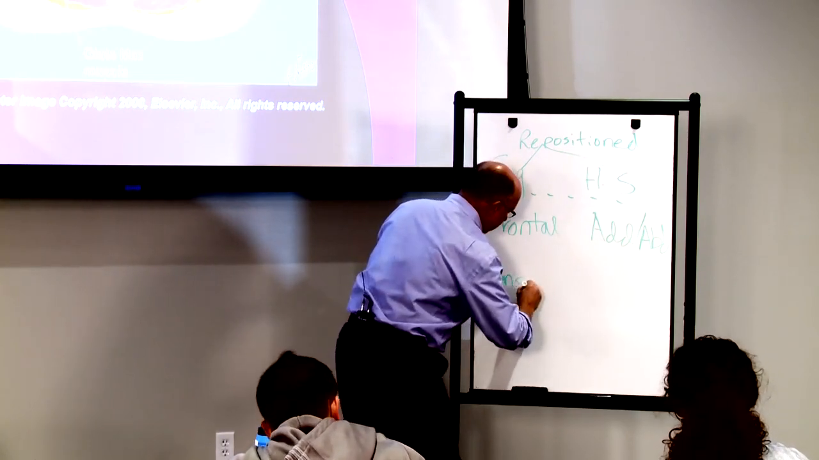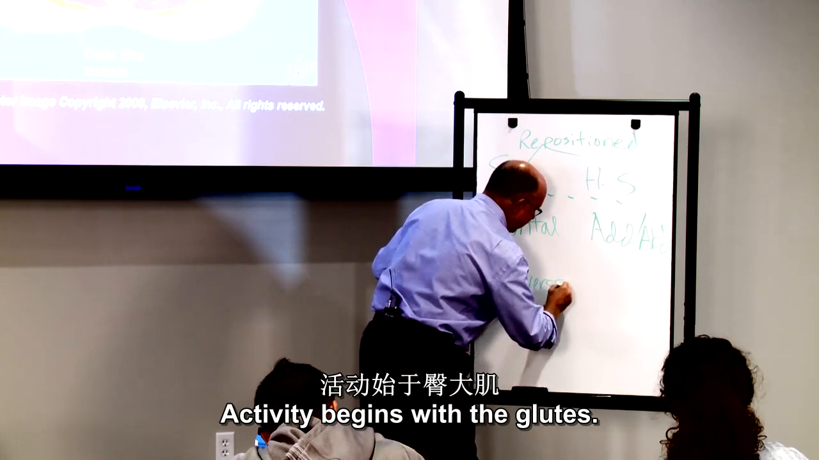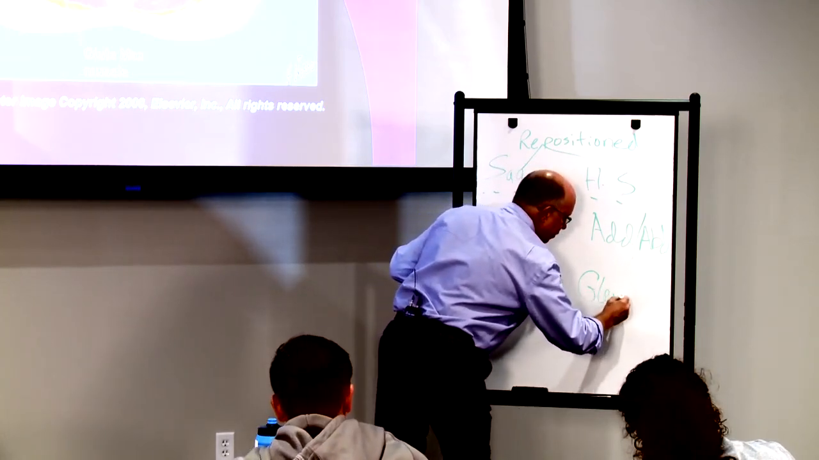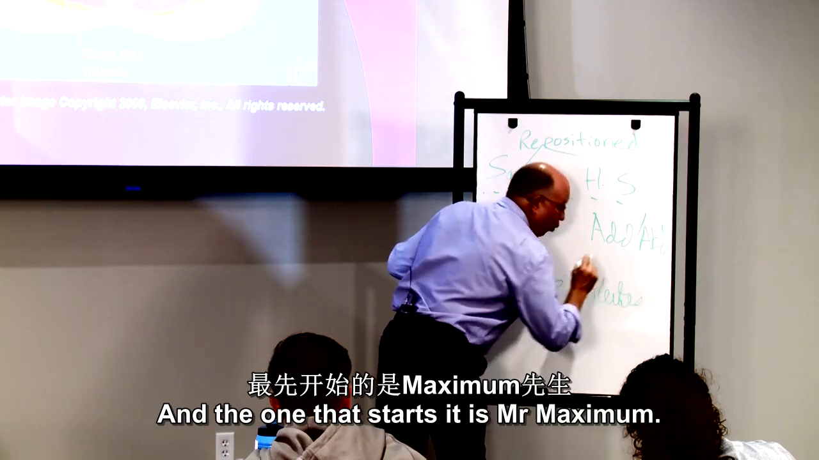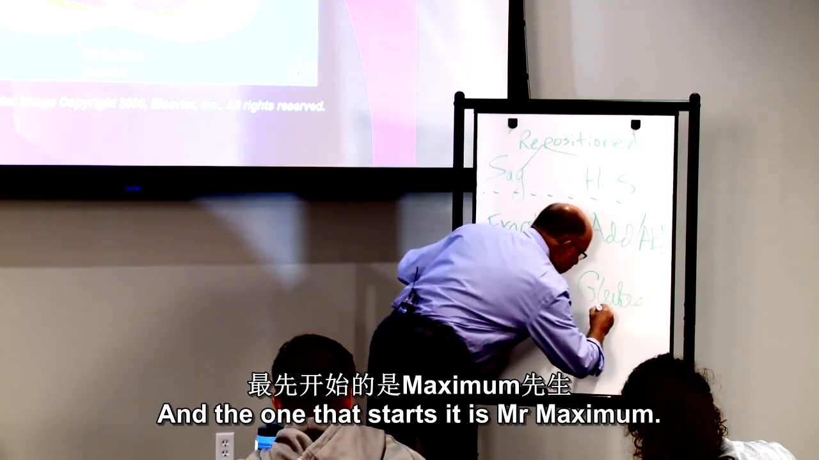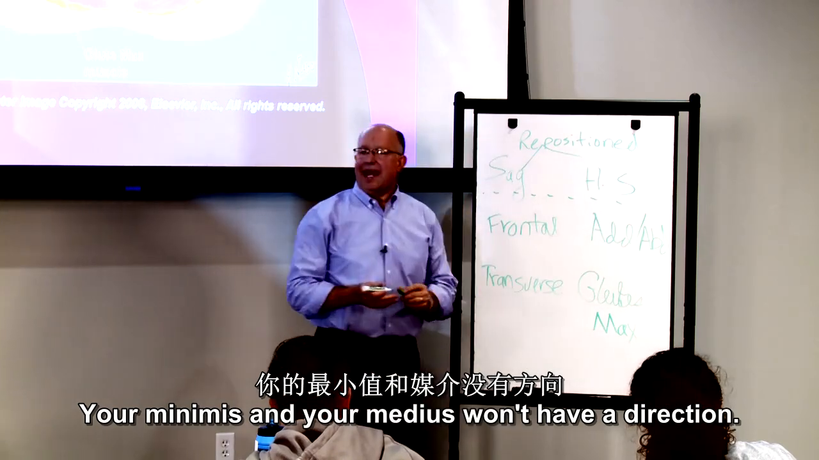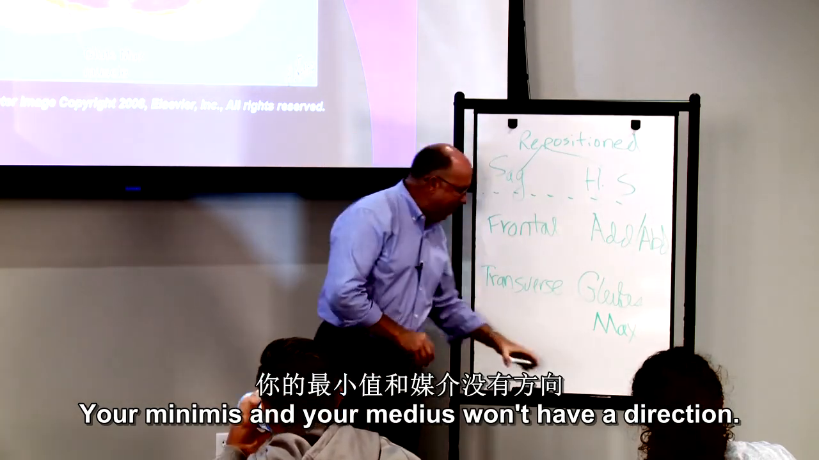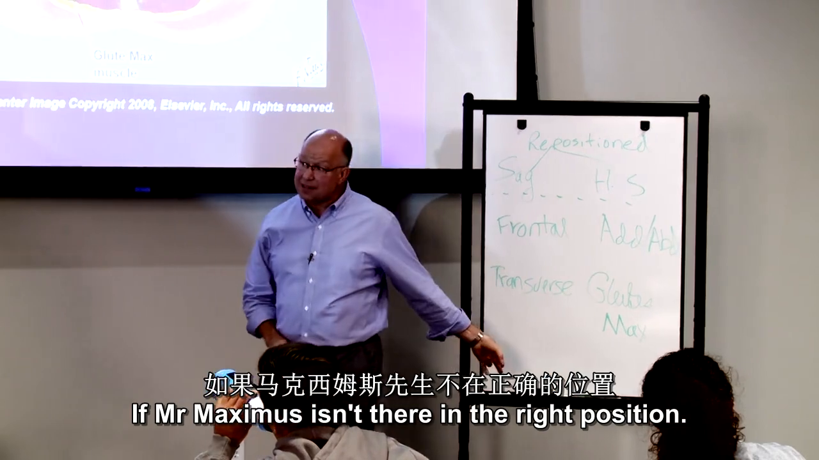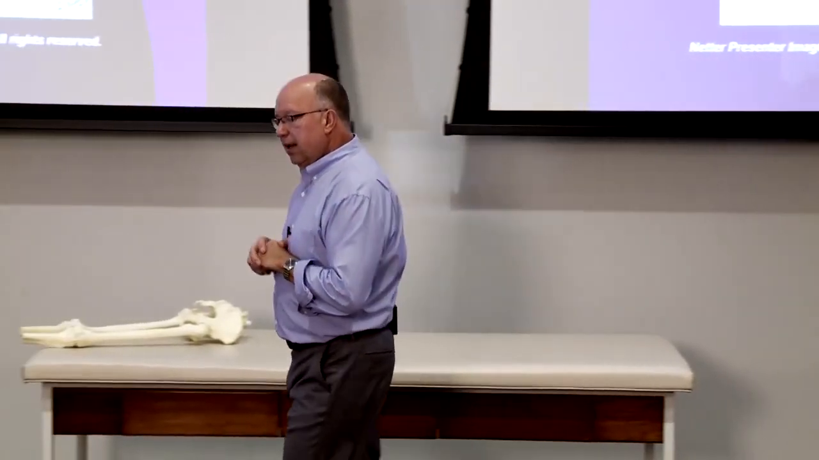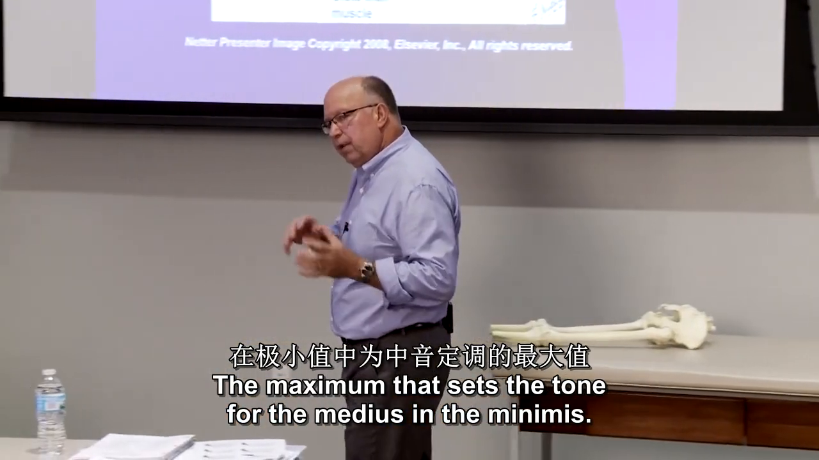Transverse activity begins with the glutes. And the one that starts it is Mr. Maximus. Your minimus and your medius won't have a direction if Mr. Maximus isn't there in the right position. The maximus sets the tone for the medius and the minimus.